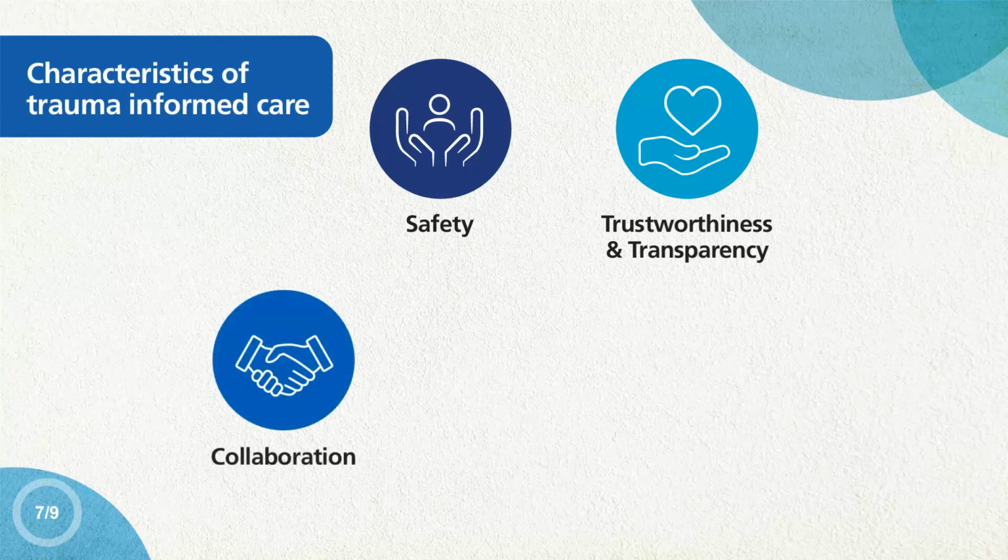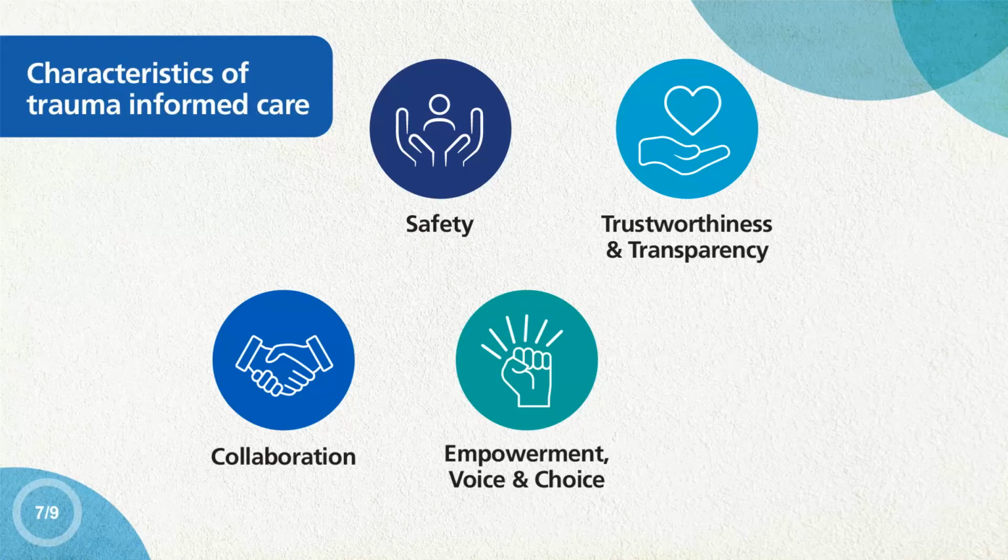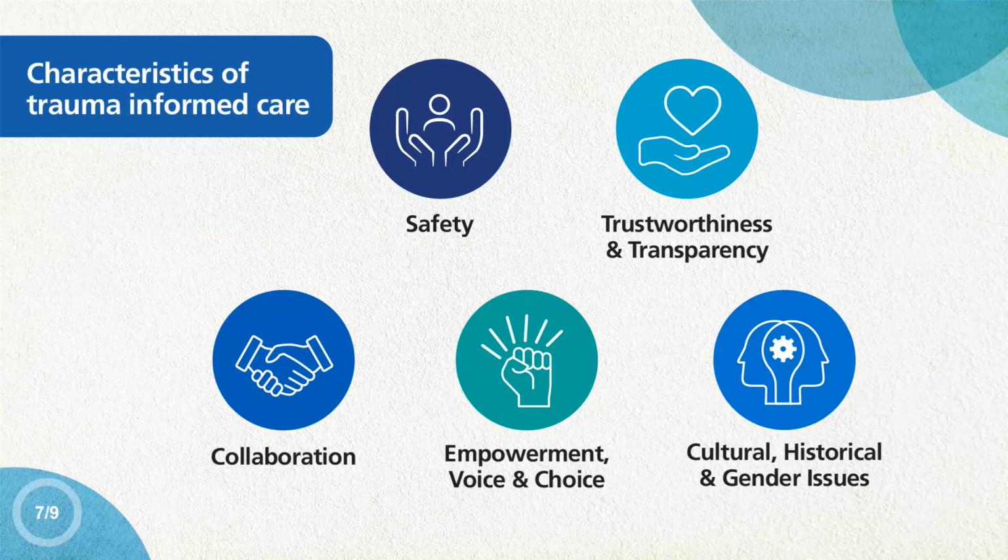Collaboration must be at the heart of interaction between staff and service users. Involvement from survivor advisory groups, feedback from service users, and survivor partnerships, including staff with lived experience, can all help to shape services appropriately. Empowerment, voice and choice. Treatment and interactions should focus on clients' resilience and strengths, empowering people to take control of their lives and treatment. Cultural, historical and gender issues. Recognizing trauma can be experienced differently by people or communities depending on the social and historical context. Let's explore this final point further.